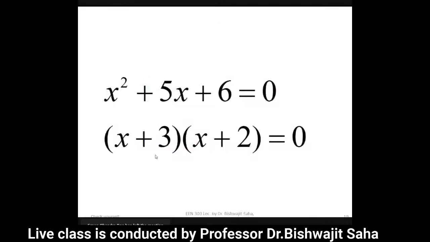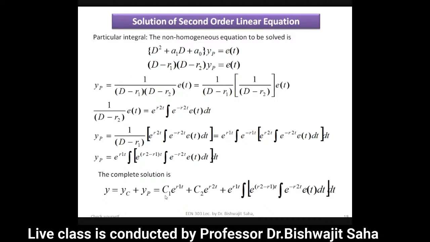So here it has two roots. One is x equals -3, another is x equals -2. So in that case, the complementary function is going to be C1 e to the power minus 3t plus C2 e to the power minus 2t. Everybody clear up to this? Yes, sir. Yes, clear, sir.